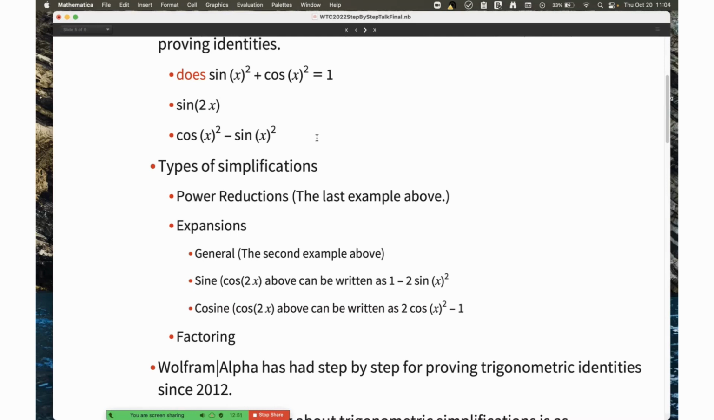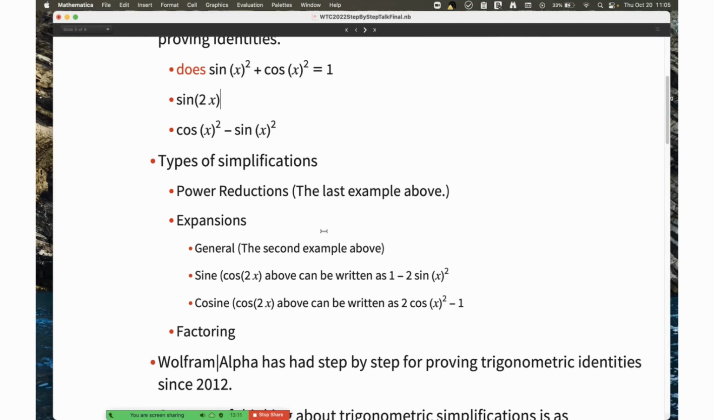Right now, the functionality is working with sines and cosines, and this will be expanded in the future. We're also going to be able to support specific types of expansions. If you're expanding out your cosine of 2x, sometimes that's written in terms of only sines, and sometimes in terms of only cosines. And in the future, we're also going to have factoring.